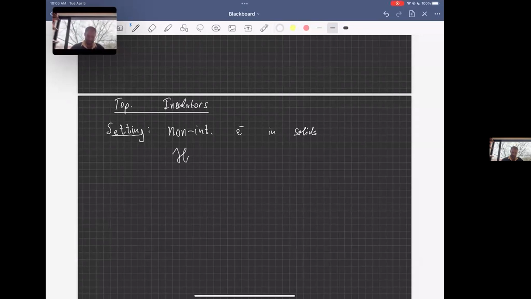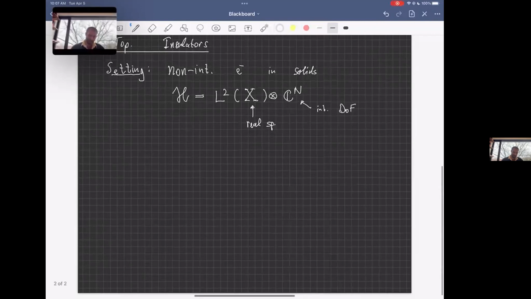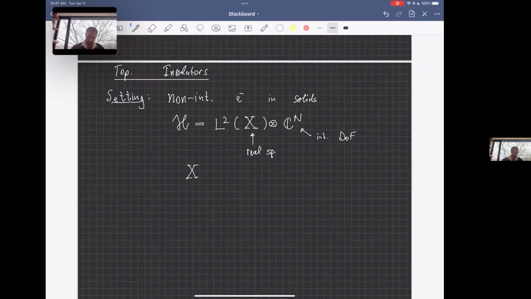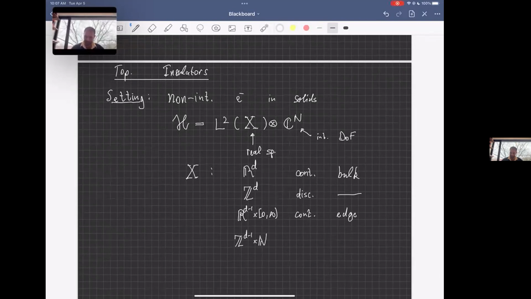So we take a Hilbert space, which is going to be L2 of X, the configuration space, tensored with C^n. Here X is supposed to be real space, and C^n is supposed to be some internal degrees of freedom, like spin or isospin, whatever have you. And the configuration space X that I have in mind is one of the following options. It could be R^d if we have continuum bulk systems. It could be Z^d if we have discrete bulk systems. Or it could be R^(d-1) times [0,∞) if you have continuum half-infinite edge systems, or Z^(d-1) times the half-line if you have discrete edge.